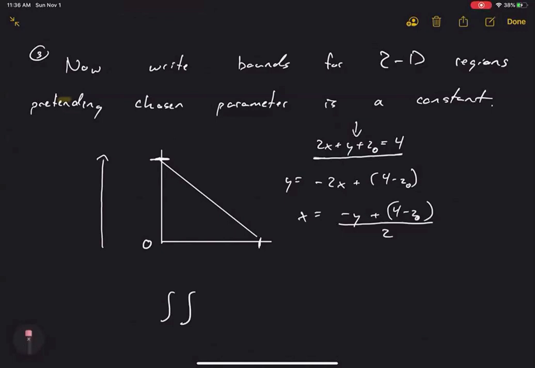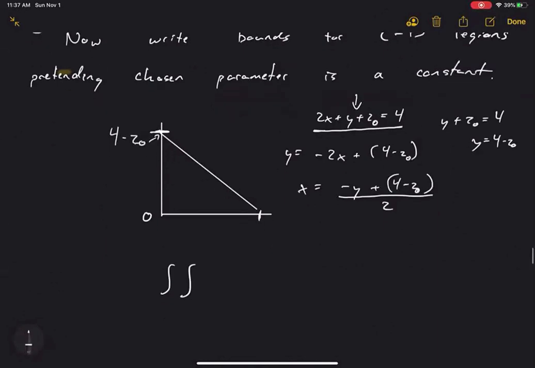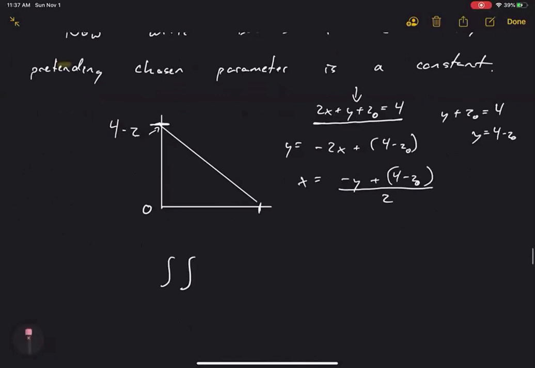We're still trying to figure out what this value here is. Well, this value is going to be when x is equal to 0. So to figure out what that value is, I just plug 0 in for x in my equation, and I get y plus z0 equals 4. In other words, y equals 4 minus z0. So that's what that value is. And z0 is fine, but when we plug it into our integral, we do just z's.